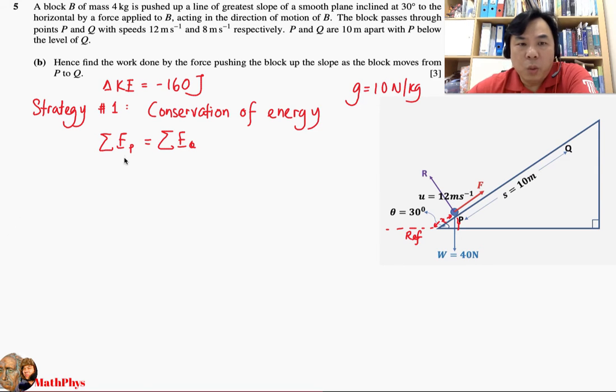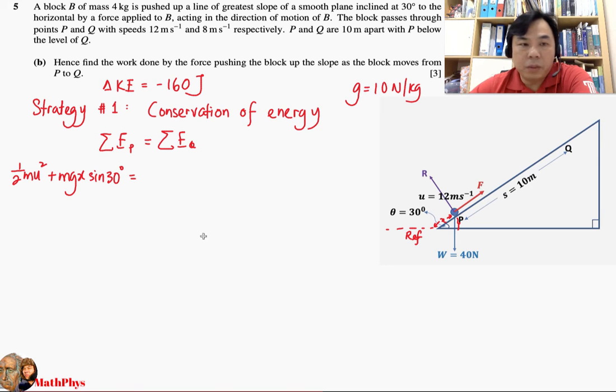So this is how I write down conceptually. Let's look at what energy we have at position P. We have kinetic energy, half m u squared. And since block B is located at a certain altitude from the reference line, it also possesses gravitational potential energy, which is given by mgx, if I label this as x, sine 30. This should be equal to, as we move on to Q, the energy that block B has at position Q.